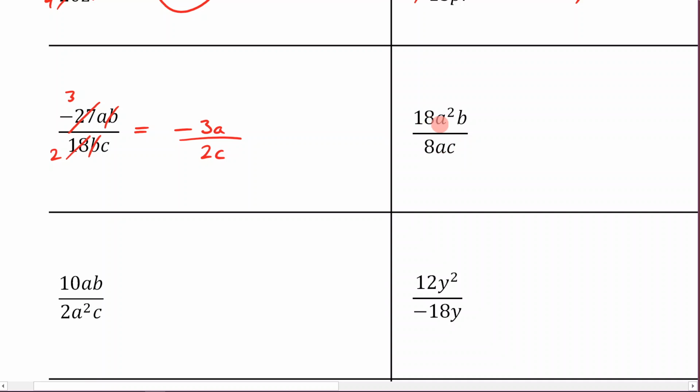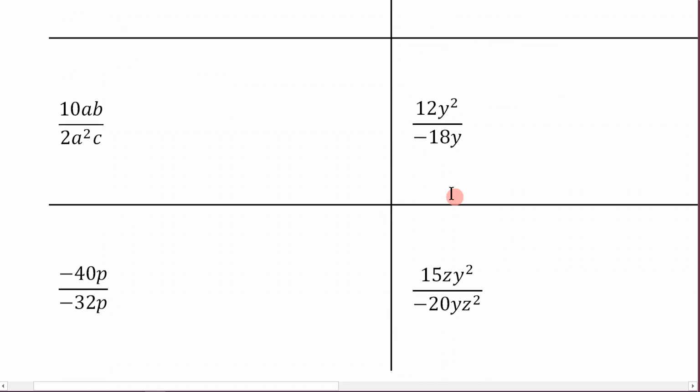I have 18a squared b over 8ac. I know that 18 and 8 are both divisible by 2. 18 divided by 2 is 9, and 8 divided by 2 is 4. I've got a squared and a. This a will cancel out with one of the a's up the top, but I've still got one left there, so I've just cancelled out that square. Then b and c, nothing can be done there. So I'm going to be left with 9ab over 4c, and that's going to be my answer.